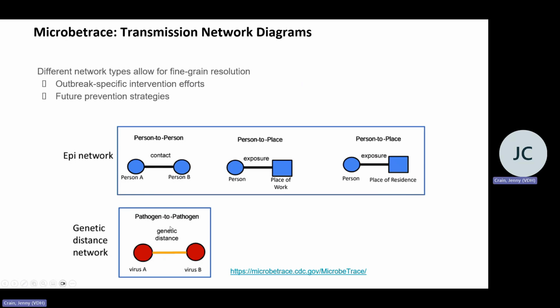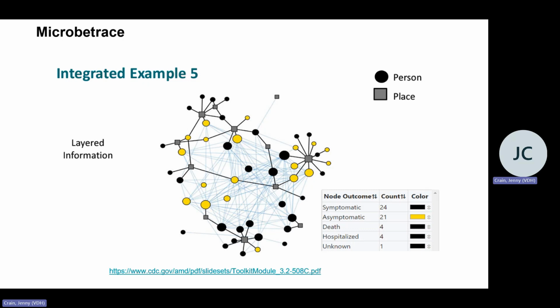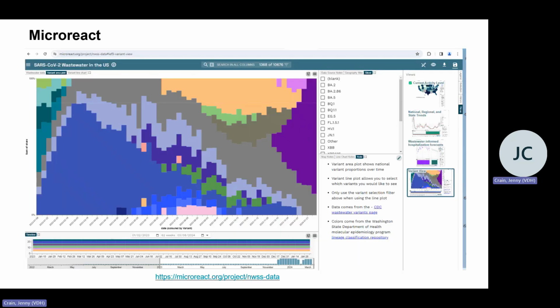It's really helpful in terms of trying to understand the transmission that is going on. And you can use a genetic distance network when you have SNP matrices and genomic results available to show genetic distances between the viruses as well. So on this slide, you can see an integrated example, and essentially this shows the epi metadata overlaid onto the MicrobeTrace visualization. You can see nodes colored differently, and it allows for you to include a legend describing what all of those different annotations mean. And so our last genomic epi tool that we wanted to cover is MicroReact.